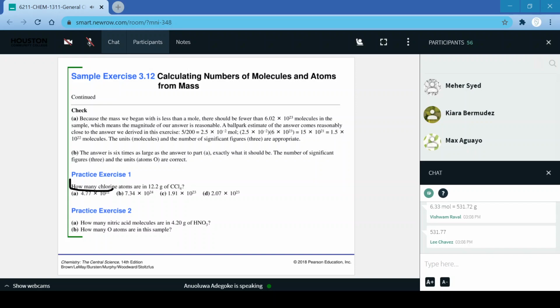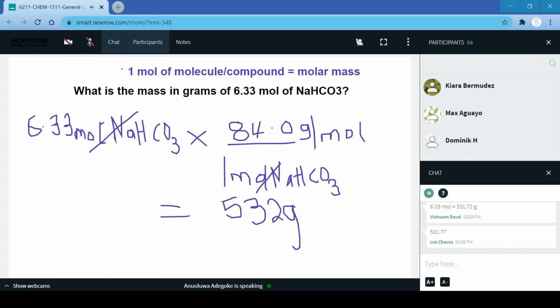So I'll just go back to the whiteboard, and I'll write the question down here. Okay, that is the question. How many chlorine atoms are in 12.2 gram of carbon tetrachloride? So here we're trying to go from grams all the way to atoms.